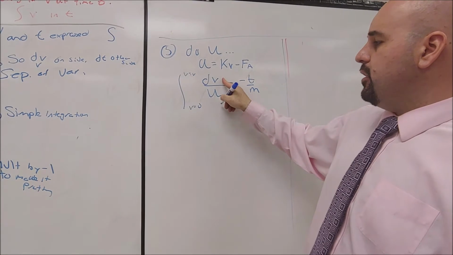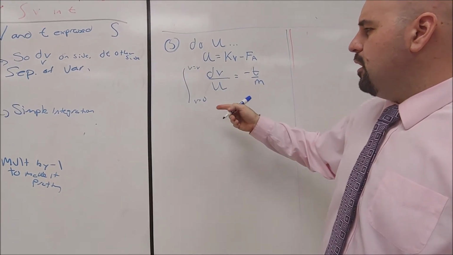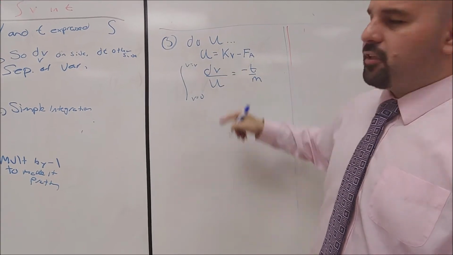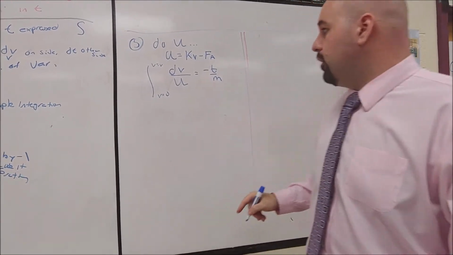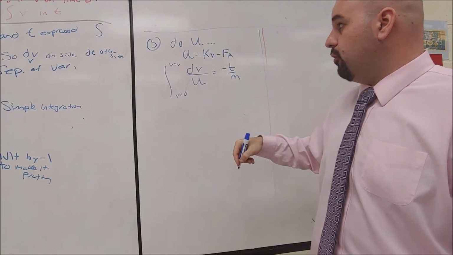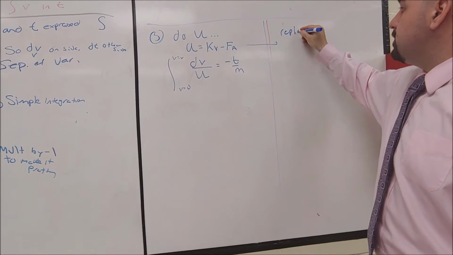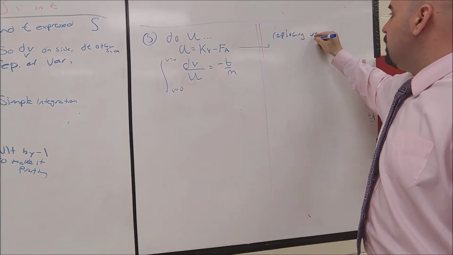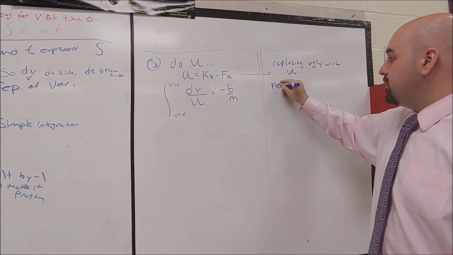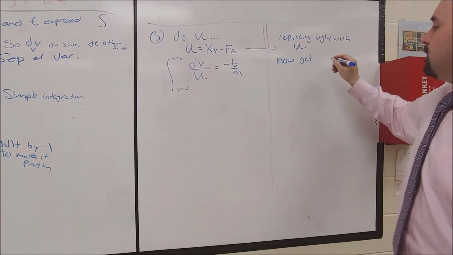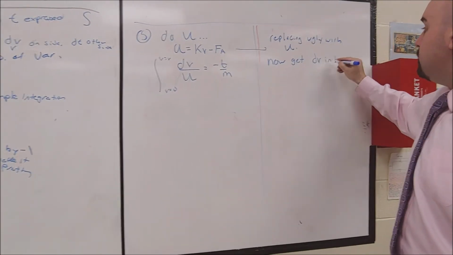Now, if I wanted to integrate this, I have to change the bounds. But more importantly, these two things are the same variable. That's a no-go. So we have to find what dv is in terms of u. So this is called replacing ugly with u. But now we need to get dv in terms of du.